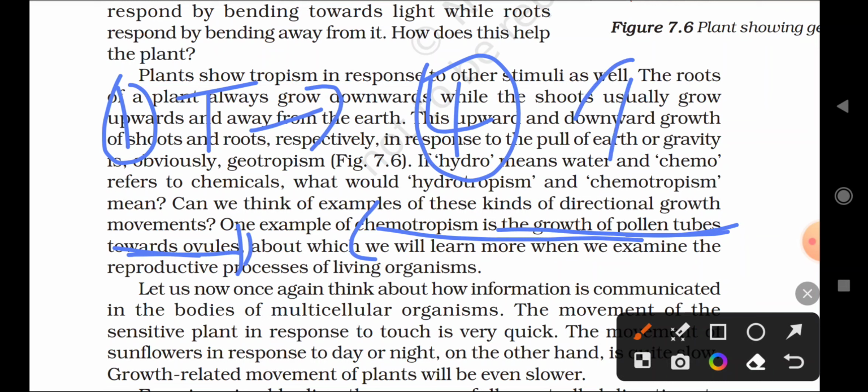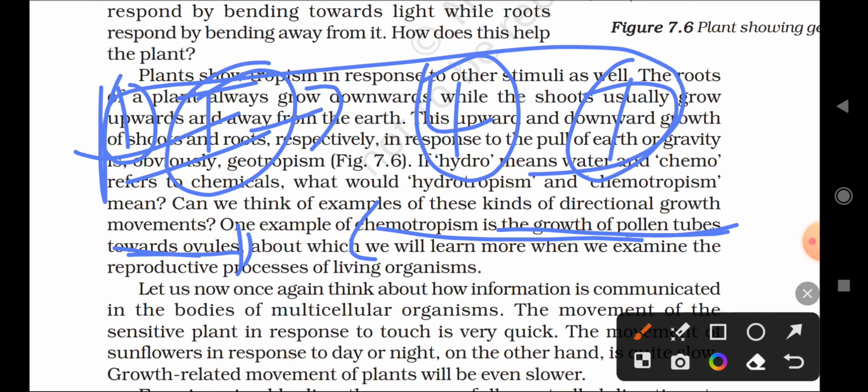Sometimes they will ask for single marks also. So define chemotropism, or define hydrotropism, or geotropism, or phototropism. Otherwise they will ask 4 marks, which means you have to write the meaning of tropic movements. Tropic movements: the plant's response to a stimulus in the environment is called what? Tropic movements. There are phototropic movements, geotropic movements, chemotropism and hydrotropism. These are the 4 types of tropic movements.